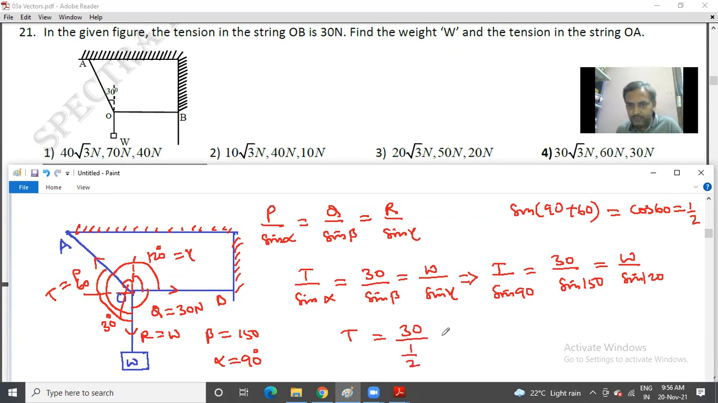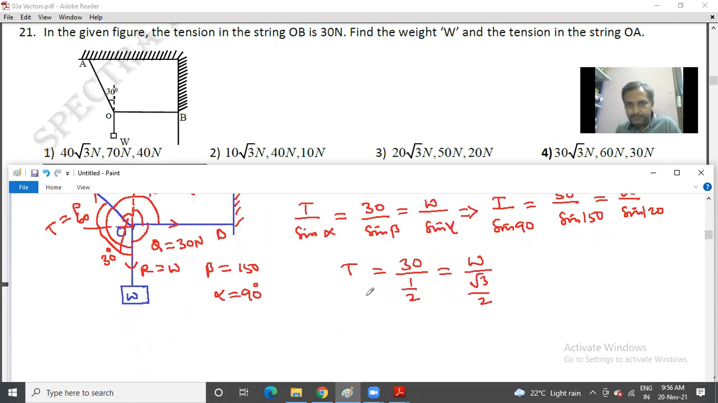Next term, coming to W, we need to get sin 120. What is sin 120? 90 plus 30, in the way we discussed in the previous case. Sin 90 cos 30 plus cos 90 sin 30. So it will be cos 30, which is root 3 by 2. Now T is equal to 30, this 2 will go up. Therefore, 60 newtons.